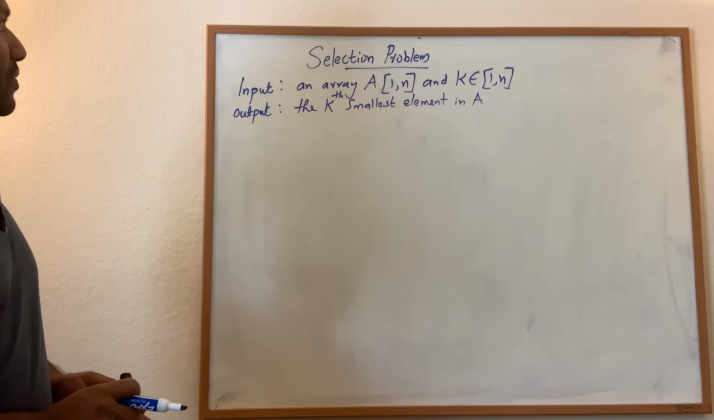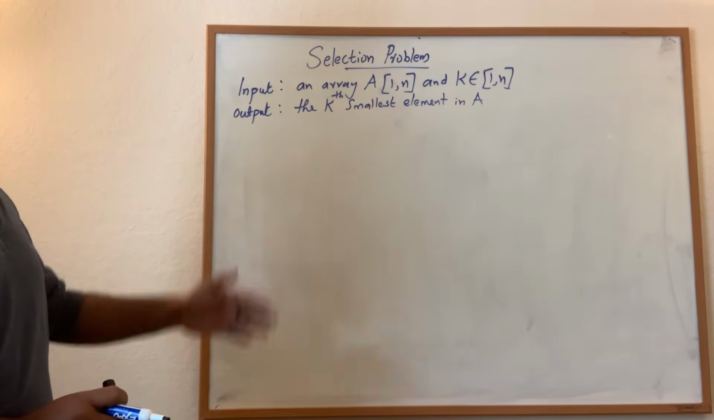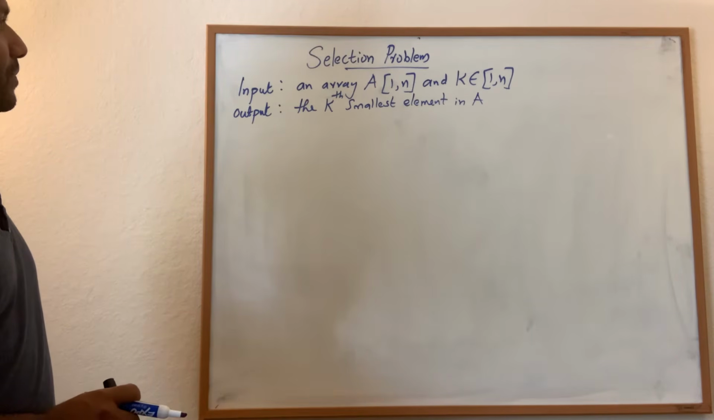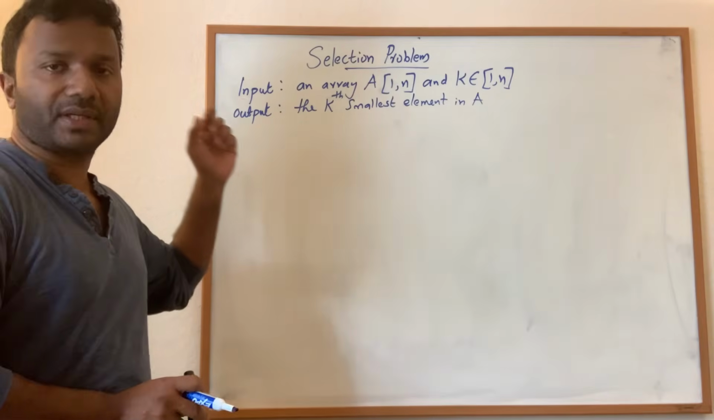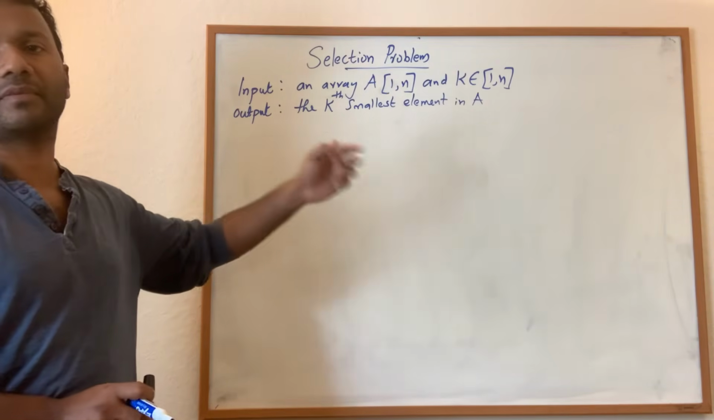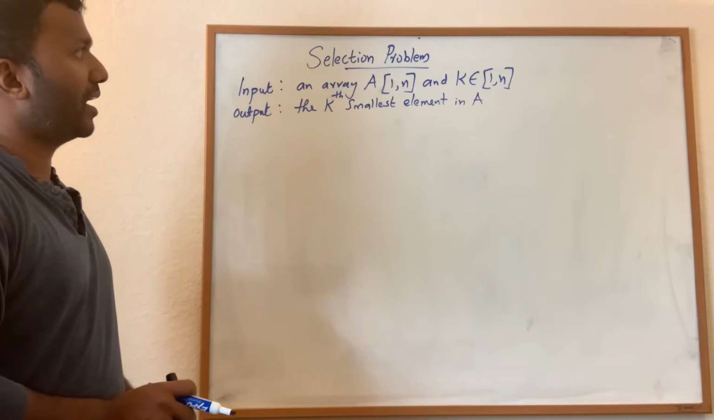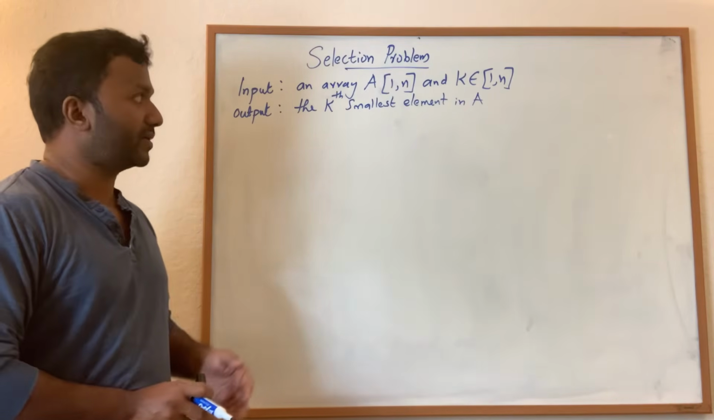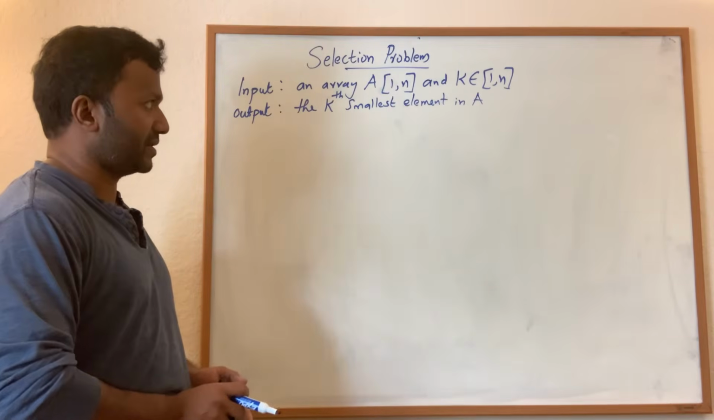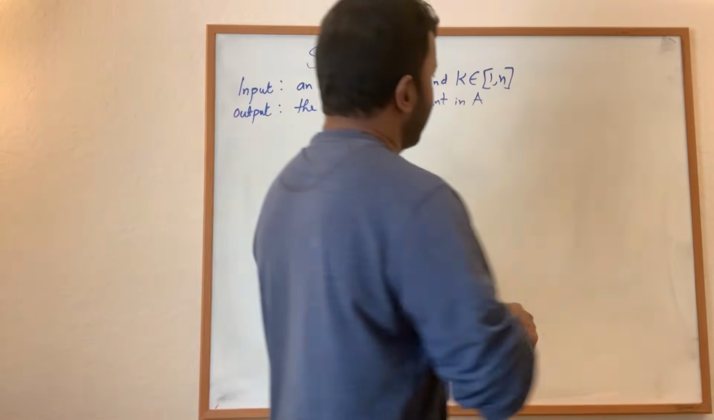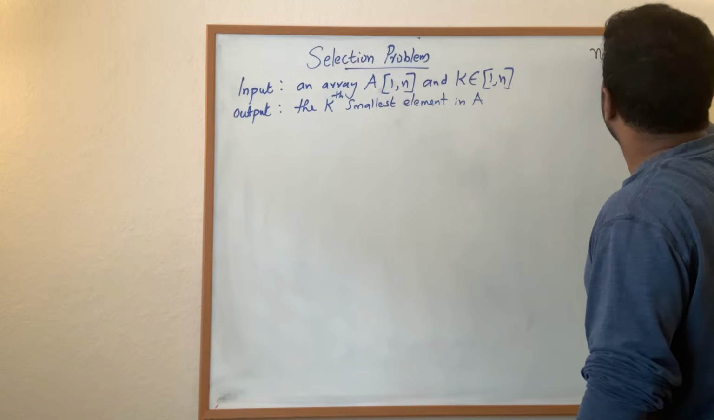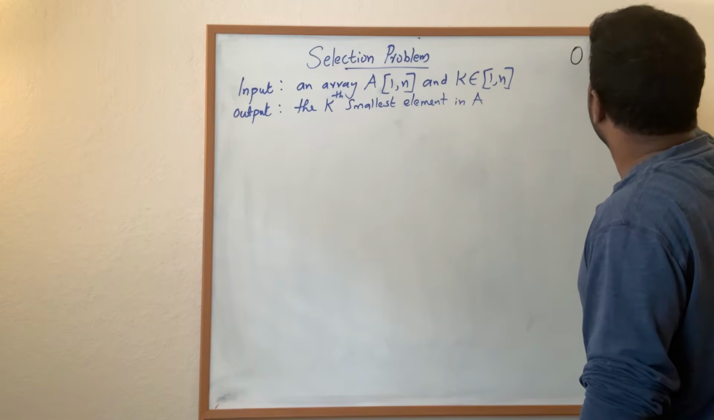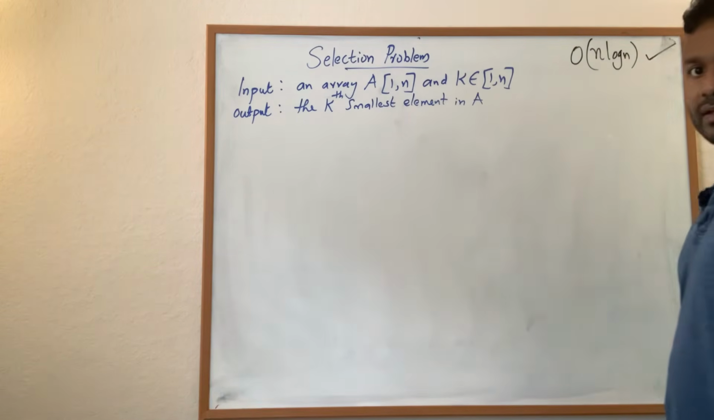So first, what is the straightforward solution to this problem? What we can do is just sort the array and pick the kth number from the left. And this algorithm will cost us n log n, because even the best sorting algorithm will cost us n log n. Okay, so n log n is possible.